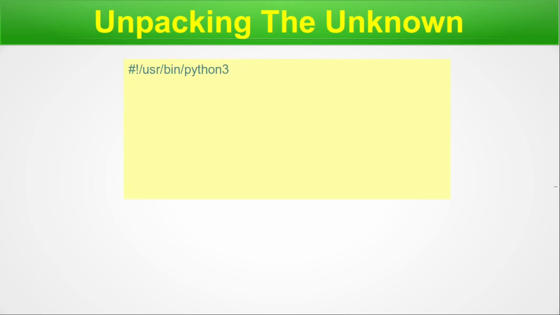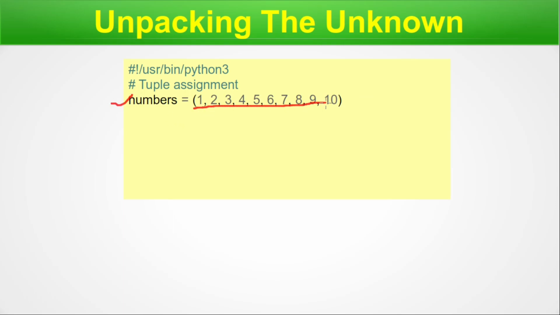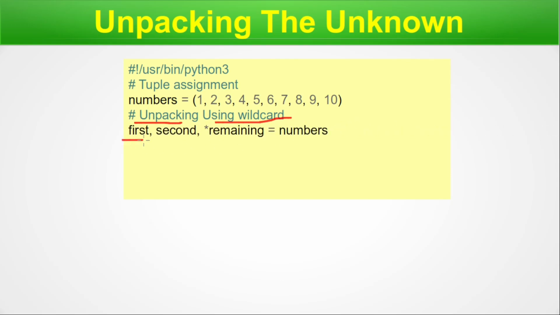The first line is nothing but our Python interpreter. Next, we have the tuple assignment. The numbers here are our tuple, the integers starting from 1 and ending at 10. Next, we have the method of unpacking using the wildcard. We have the first, the second, and the remaining, and you can see the star is here. This is our wildcard, and on the right-hand side we have numbers.